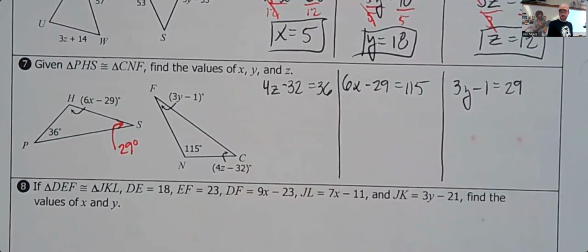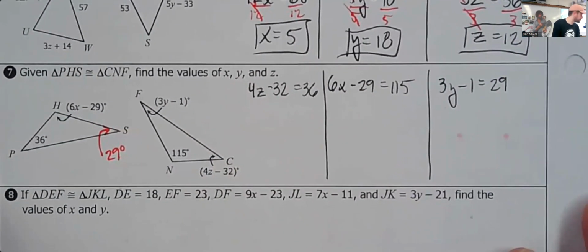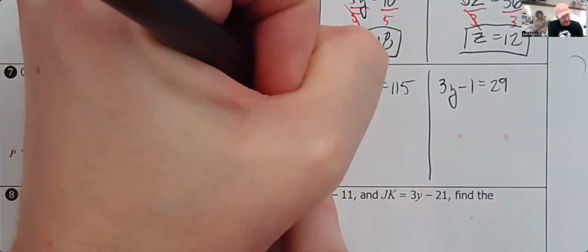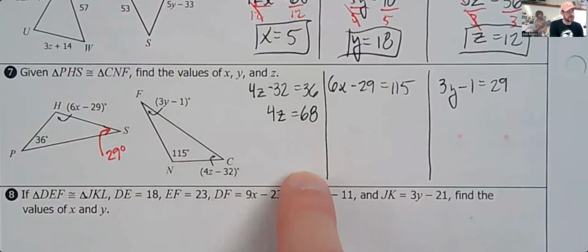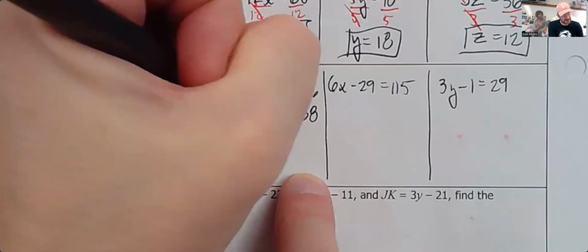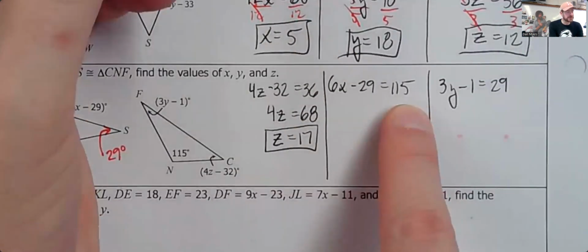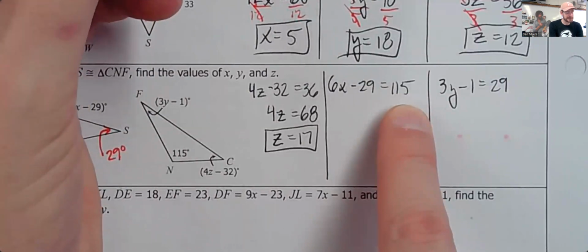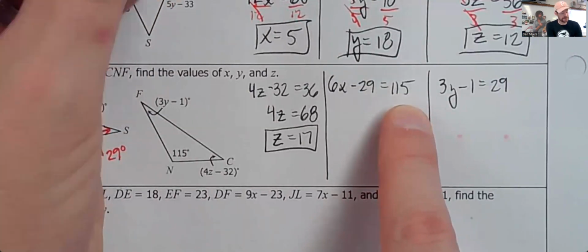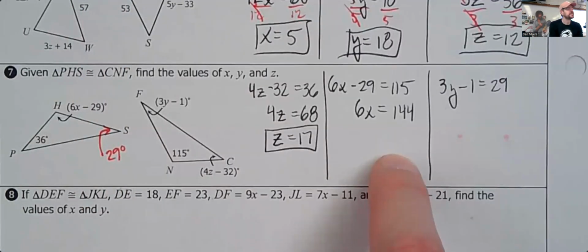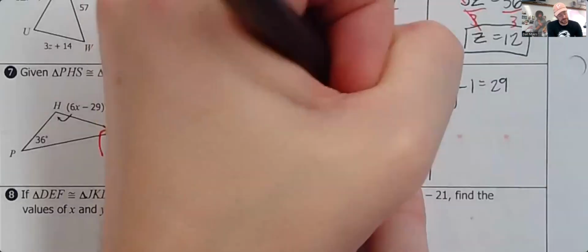And then we're just going to solve each of those real quick. What's 32 plus 36? All right, so 4z equals 68. Divide by 4? 17. Z equals 17. Add 29 to 115. What is it? 144? Okay. 6x equals 144. X equals 24.